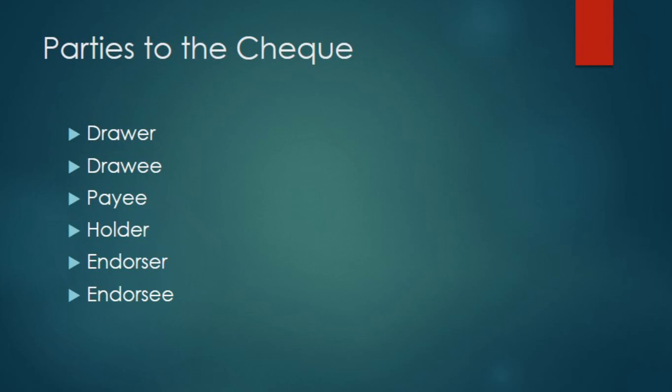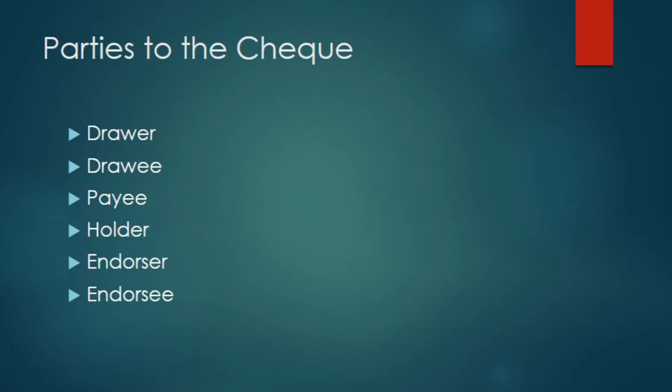There are 6 main parties to a check. They are: number 1, drawer. A drawer is a person who draws the check, having an account in the bank, for making payment of a certain sum of money. So the drawer is an account holder. Number 2, drawee. A drawee is the banker on whom the check is drawn. He is referred to as the paying banker.